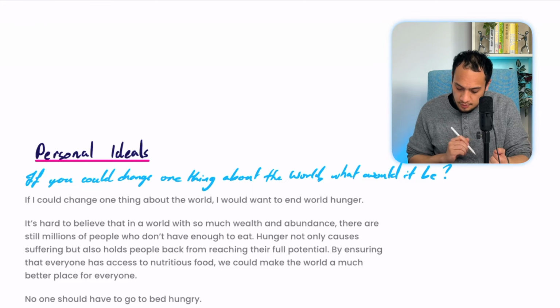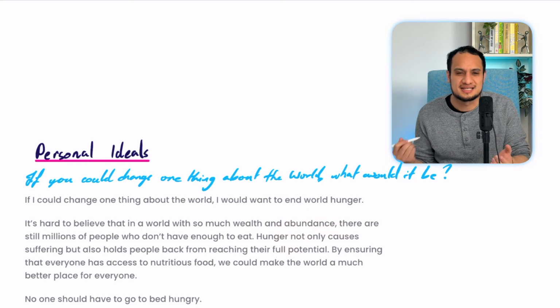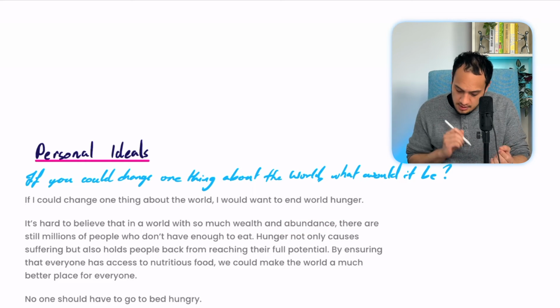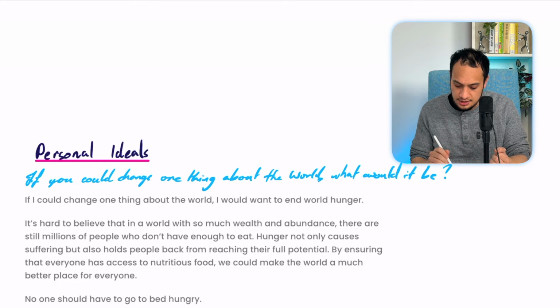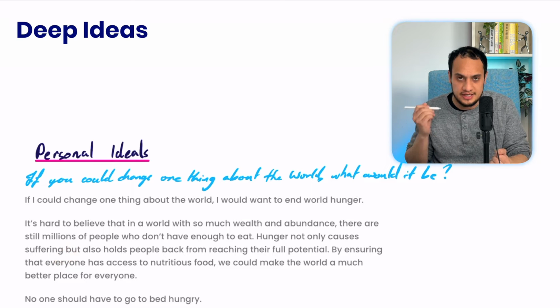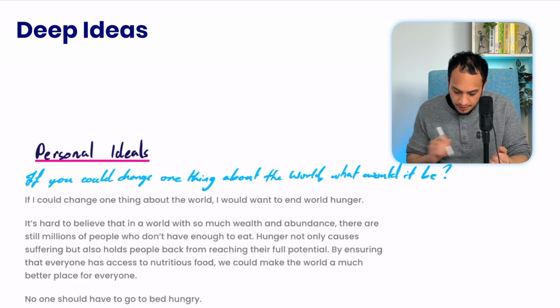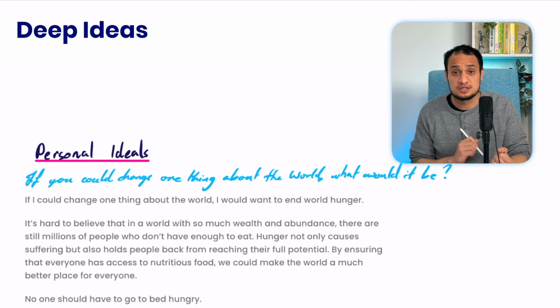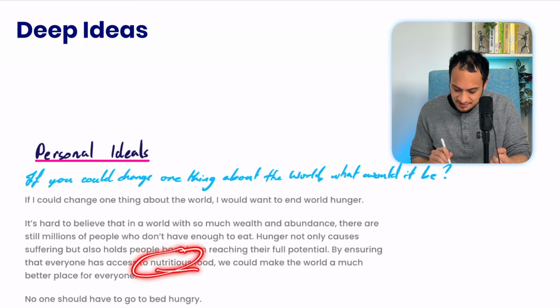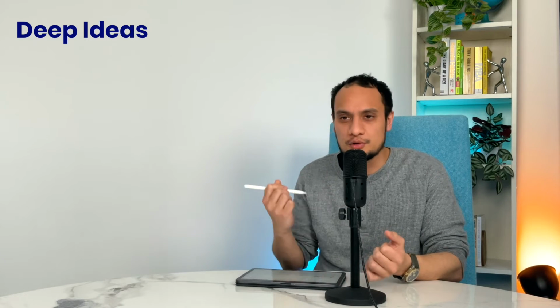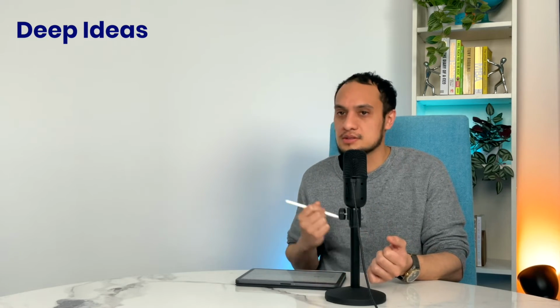So we've got a well-structured piece of writing. It's hard to believe that in a world with so much wealth and abundance, so we've got the word abundance is a bit more sophisticated vocabulary there, they like that. There are still millions of people who do not have enough to eat. It's a bit thought-provoking, that sentence. Hunger not only causes suffering, but holds people back from reaching their full potential. That's sort of a deeper idea, and remember, you get judged on how deep your ideas are. By ensuring that everyone has access to nutritious food, again, we've got use of the word nutritious, so it's a bit more advanced than you might expect for a 10 or 11-year-old.